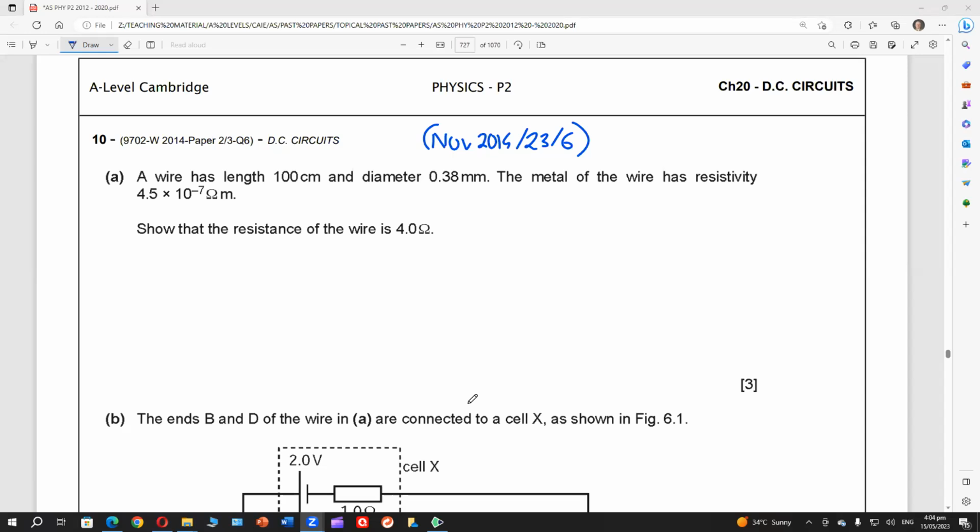I'm selecting November 14, question 236. A wire has length 100 centimeter and diameter 0.38. The metal of the wire has resistivity. Show that the resistance of the wire is 4 ohm.